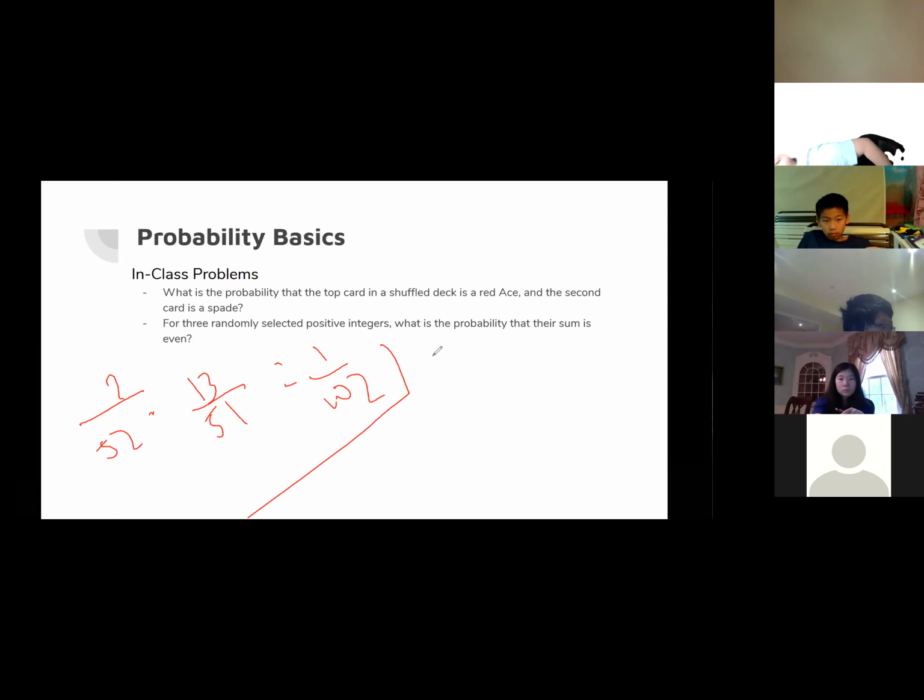I'll just quickly go over the second problem as well. Three randomly selected positive integers, what is the probability that their sum is even? There are a couple of ways you can do this problem. The first one, I think you can use a symmetry argument. The probability that any one number is even is the same as the probability that any one number is odd. If you have, for example, an odd plus an even, and you simply reverse these, you get an even plus an odd. These probabilities are the same.